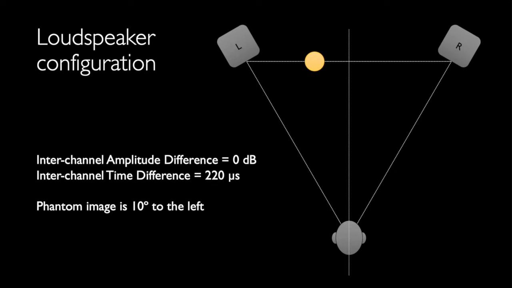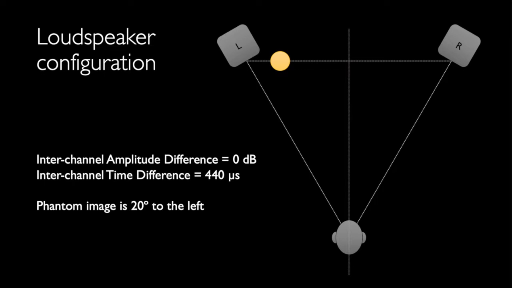Interchannel delay panning, 10 degrees left. The interchannel amplitude difference is 0 decibels, and the right channel is delayed relative to the left channel by 220 microseconds. The image should appear to be positioned 10 degrees to the left of center, or 1/3 of the distance from the center to the left loudspeaker.